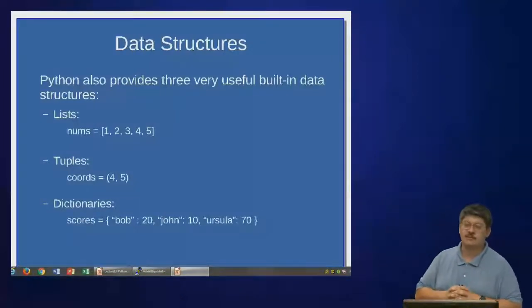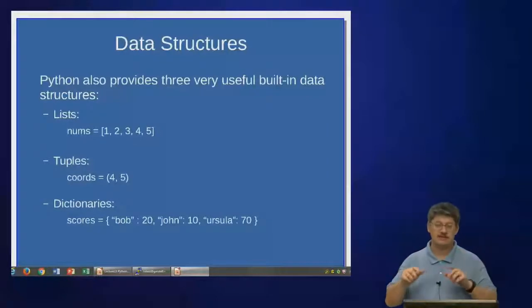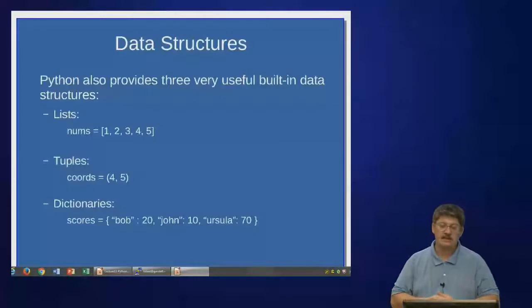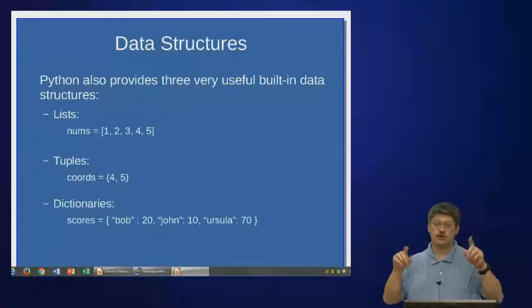So you can tell if something's a list in Python if it uses square brackets. You can tell if something is a tuple because it will use parentheses. And you can tell if something is a dictionary because it will use curly braces.